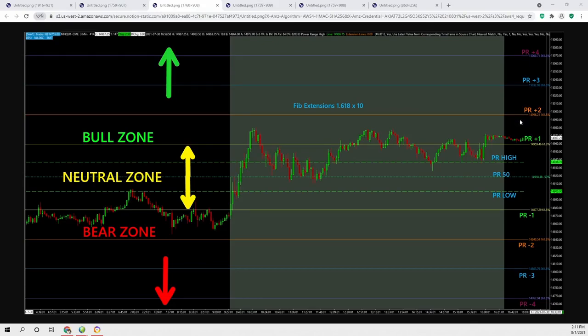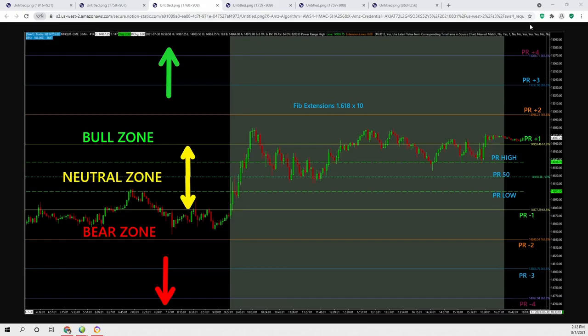This second level is 2.618, third level 3.618, and so forth and so on. You get it, right? So what I call these, to keep the terminology simple, is PR plus 1, PR plus 2, PR plus 3, and PR plus 4.